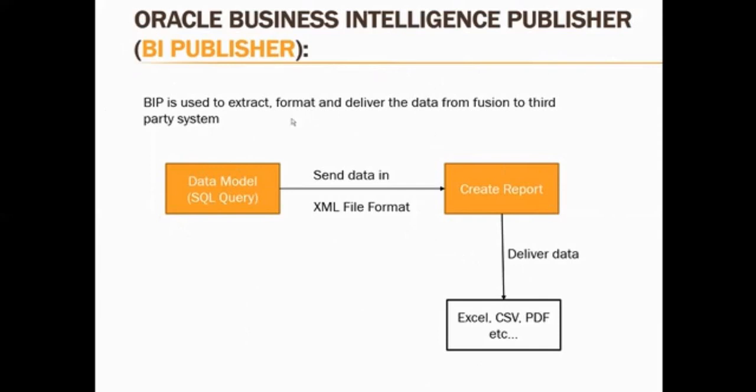So in BI Publisher, typically we use these three components. Whenever we talk about BI Publisher, what do we have to learn? We have to learn how to create a data model, how to create a report, and how to deliver the report that we have created. So these three components we are going to learn. When I talk about BI Publisher, I will talk about these individual components: how to create a data model, what the necessary steps are in creating the data model, and once you create the data model, how to create a report.